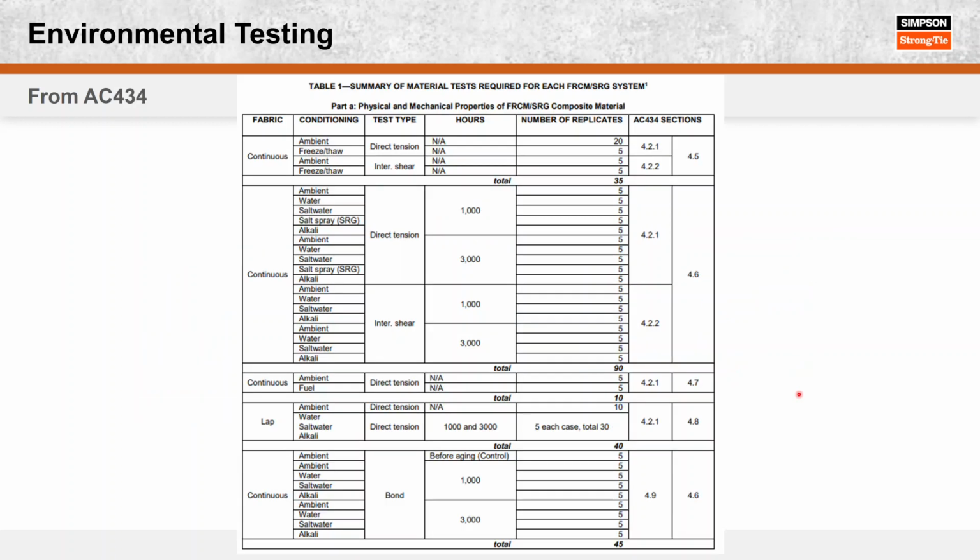This is another chart. Oh, actually, this is from AC 434. The same durability testing, and similar things that we talked about for tensile retention from the testing. I don't know if we need to go into detail really here.